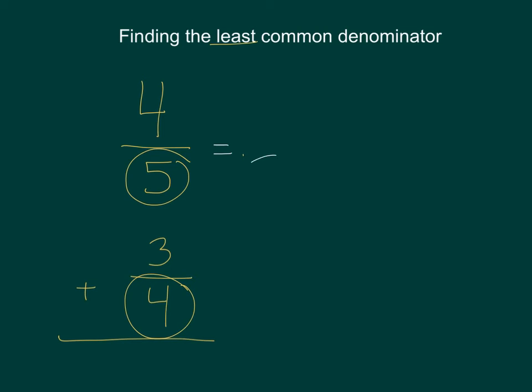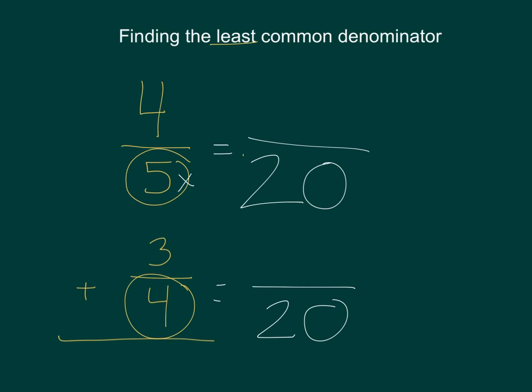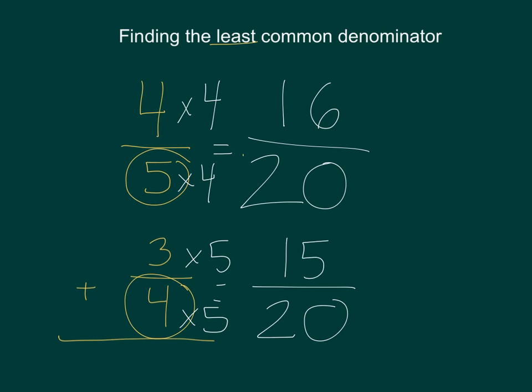So I'm going to turn this into a 20 as the denominator and this into a 20. And then you got to think, 5 times what is 20? Well, it's 4. So I'm going to multiply both the top and the bottom of a fraction, the numerator and the denominator, by 4. And I can do the same thing here. So 4 times what is 20? It's 5. And then we have 15. So now I have my denominators the same. Now I can add them. Let's try one together.